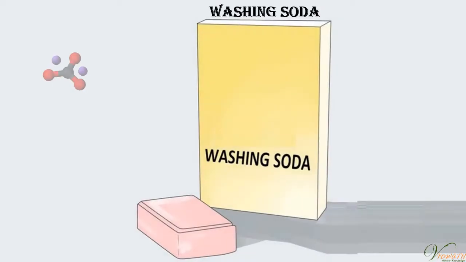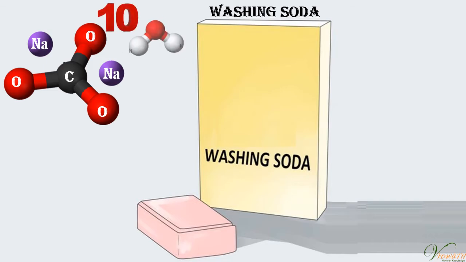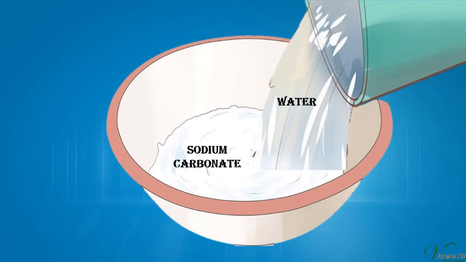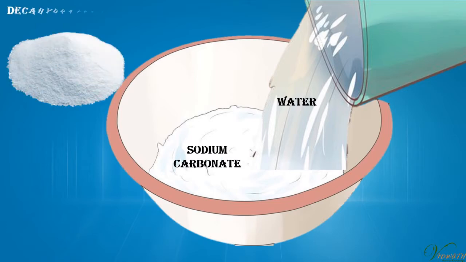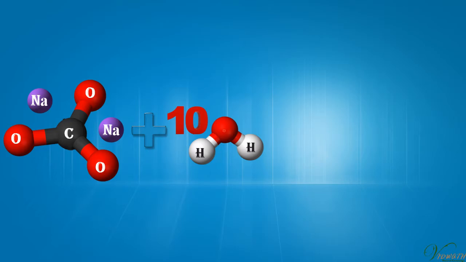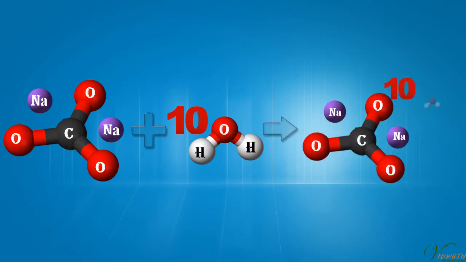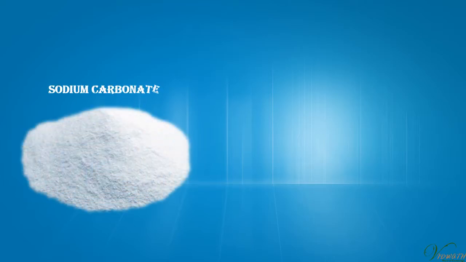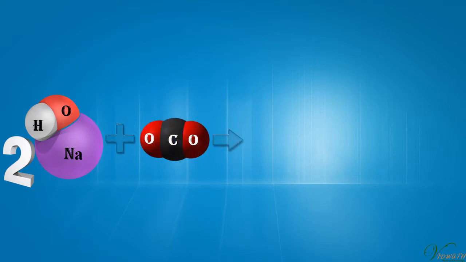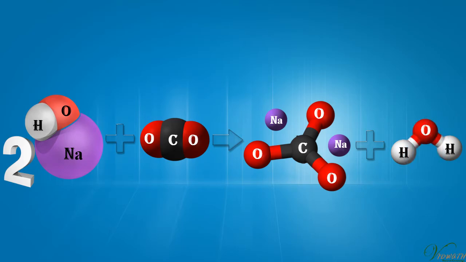Washing soda. Molecular formula: Na2CO3·10H2O. Chemical name: sodium carbonate decahydrate. Adding water to sodium carbonate and allowing this mixture to cool forms decahydrated sodium carbonate. This is commonly called washing soda. Na2CO3 plus 10H2O gives Na2CO3·10H2O. In general, sodium carbonate is prepared by passing carbon dioxide gas through concentrated sodium hydroxide. 2NaOH plus CO2 gives Na2CO3 plus H2O.